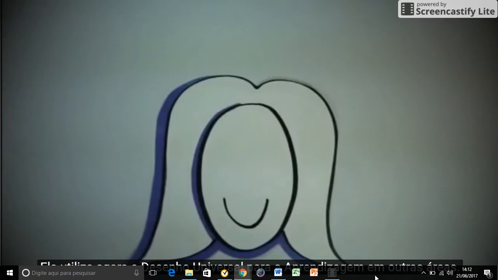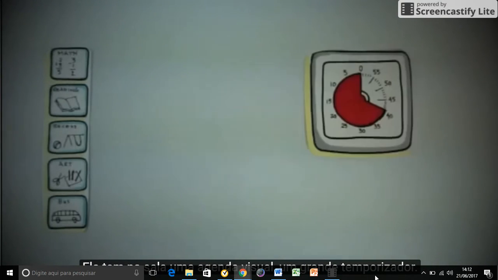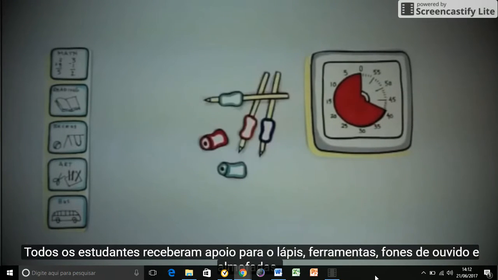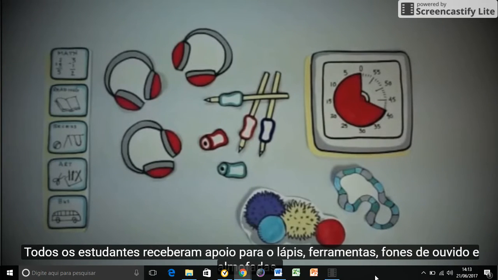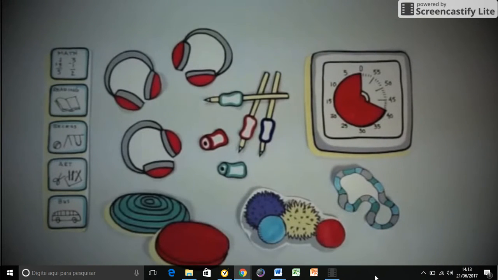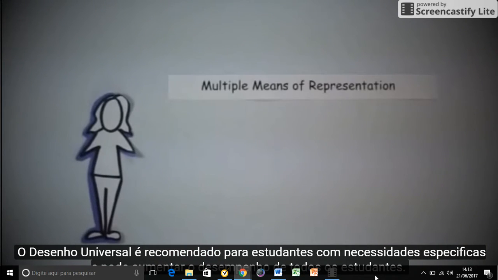Anne now uses Universal Design for Learning in other areas. She has a class visual schedule, a large time timer. All students are offered pencil grips, fidget tools, headphones, and wiggle cushions. Ideas recommended for students with specific needs can increase success for all students.